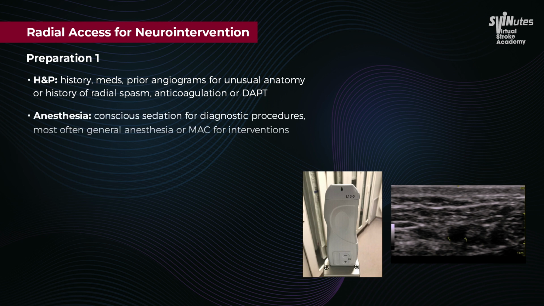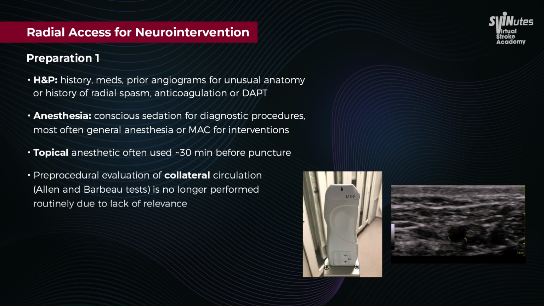Most of the diagnostic radial access cases are performed under conscious sedation or local anesthesia, but neurointerventions usually require MAC or general anesthesia. It helps to use a topical anesthetic on the skin at the radial puncture site approximately 30 minutes before puncture, because this may increase patient comfort and may reduce the risk of vasospasm. Pre-procedure evaluation of the collateral circulation with Allen and Barbeau tests is no longer considered necessary due to lack of clinical relevance.